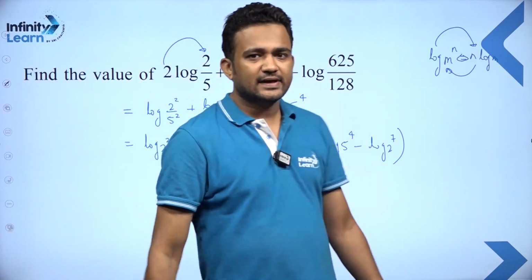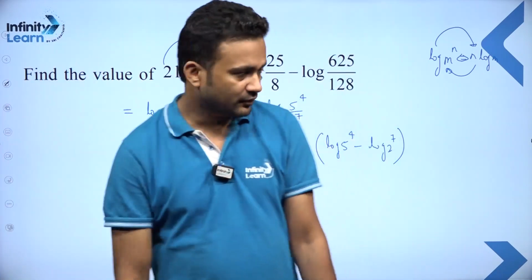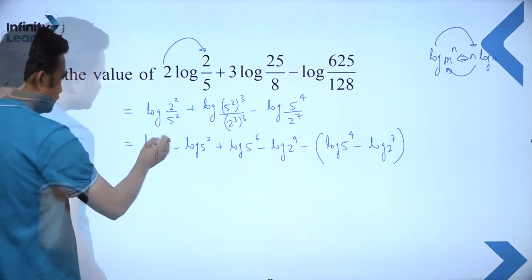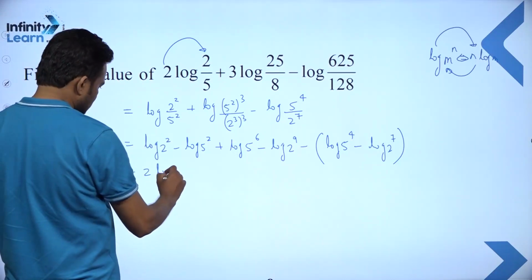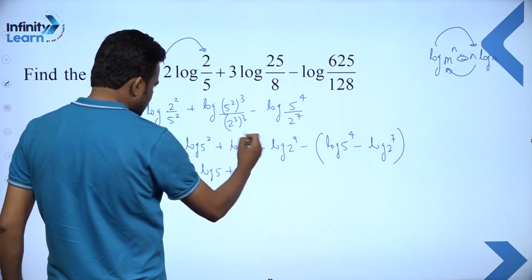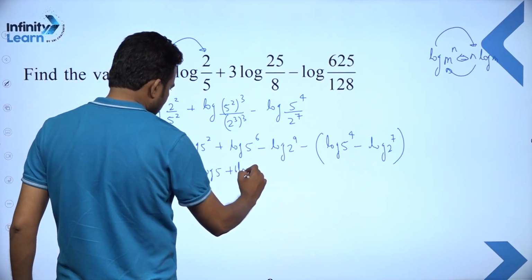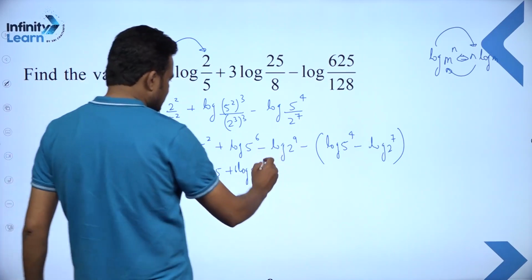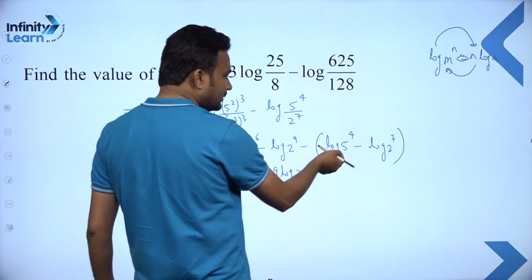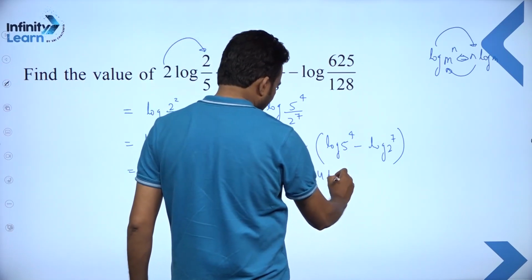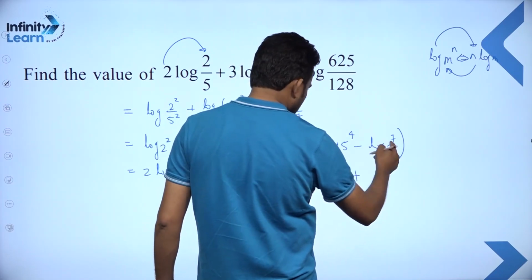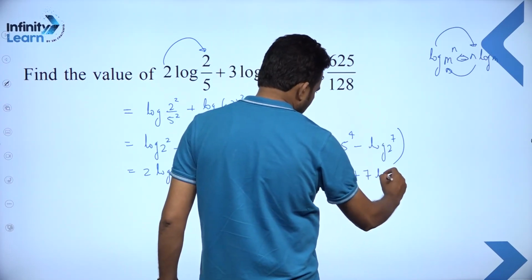Okay, this is clear guys. Let us simplify it more. So what we can do guys, this is 2 log 2, this is 2 log 5, this is 6 log 5, and this is minus 9 log 2, and negative into positive is negative 4 log 5, and negative into negative is positive, so we'll get 7 log 2.